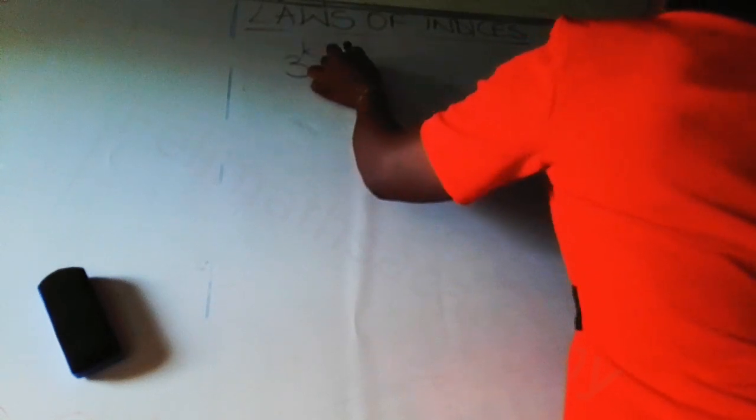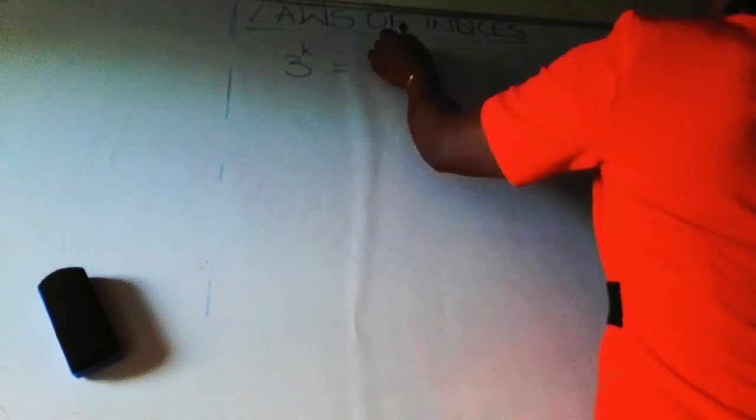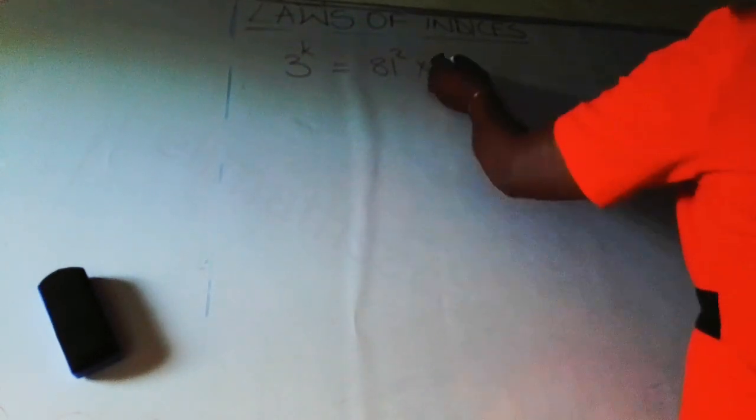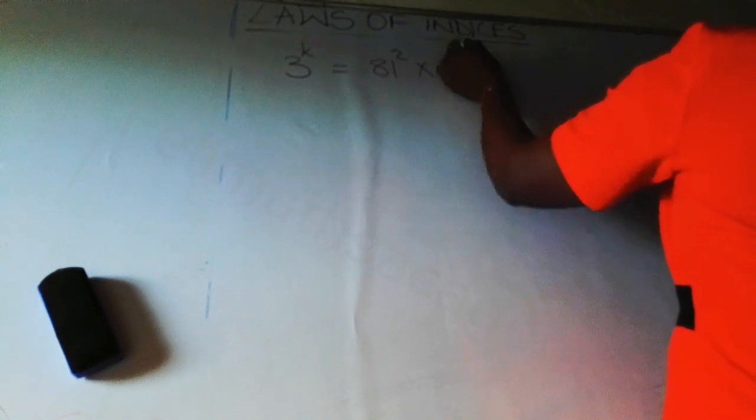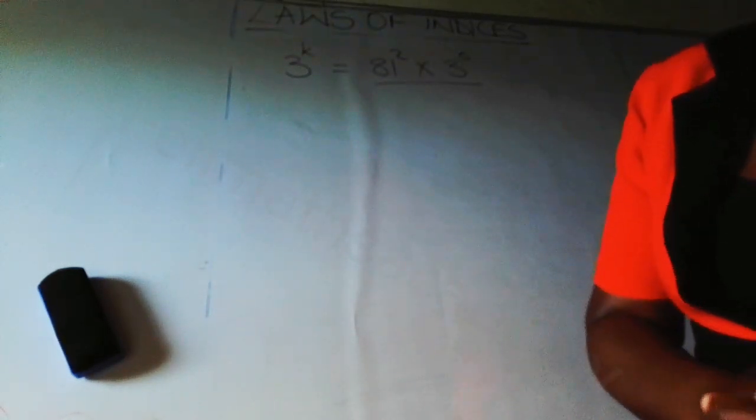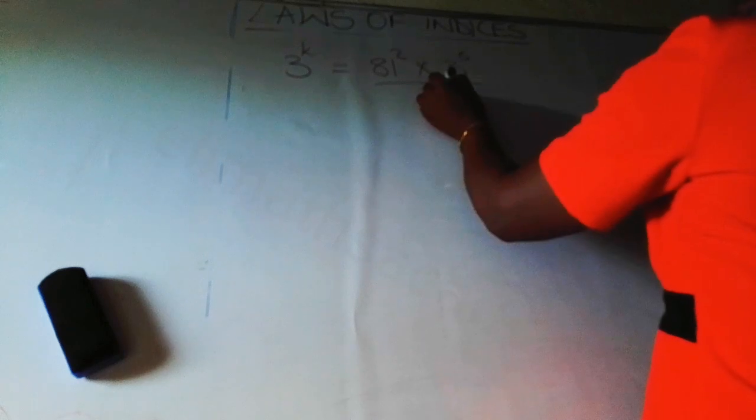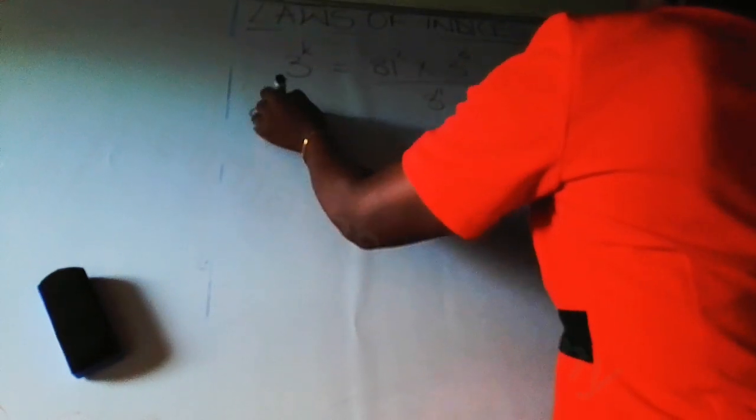Another question that involves equations. 3 to the power k is equal to 81 squared times 3 to the power 5, all over 3 to the power 11. We want to solve for k. Solution.